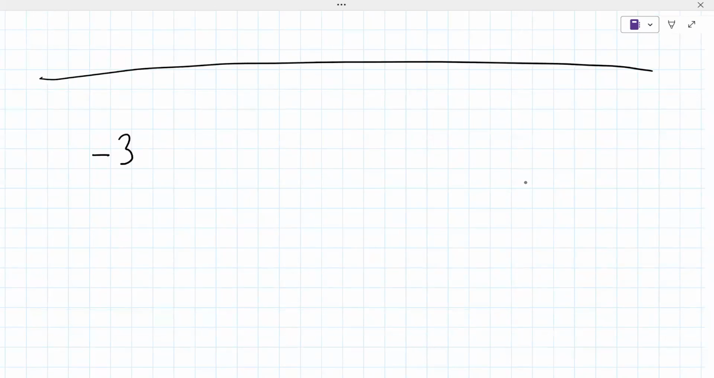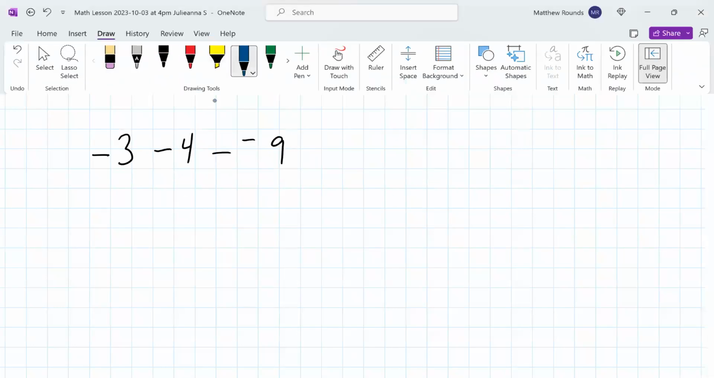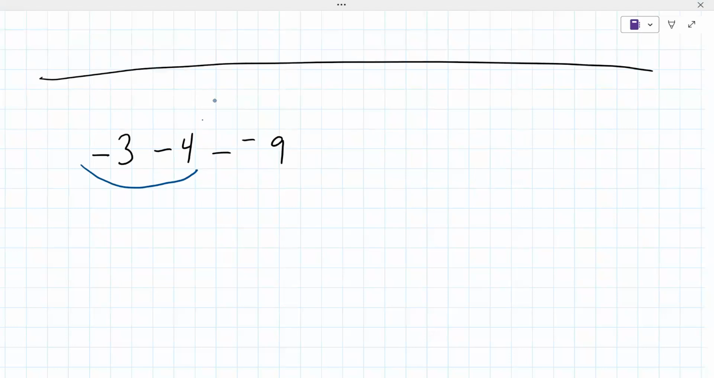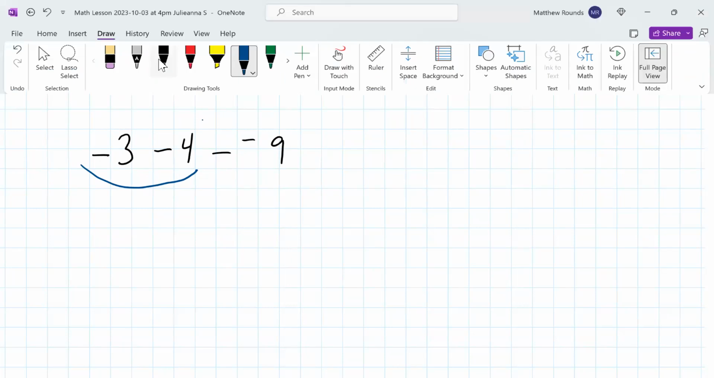Okay, so let's add in some complexity here by adding more operations. So something like this, -3 -4 minus a -9. We're just increasing the complexity by putting more of the same in. But what you do to solve a problem like this is you first figure out what this is. So it's -3, subtract 4. Are they same sign or opposite sign?